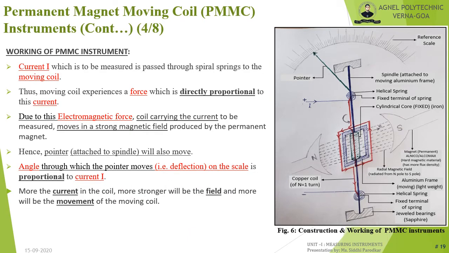Now, let us see the working of the PMMC instrument. When the current which is to be measured is passed through these helical springs to the moving coil, this coil experiences a force which is directly proportional to this current. Due to the electromagnetic force, the coil carrying the current will move in this strong magnetic field. Hence, the pointer which is attached to the spindle will also move. The angle through which this pointer moves, or the deflection of this pointer on the scale, is directly proportional to this current. Thus, the more the current, the more will be the movement of the coil.